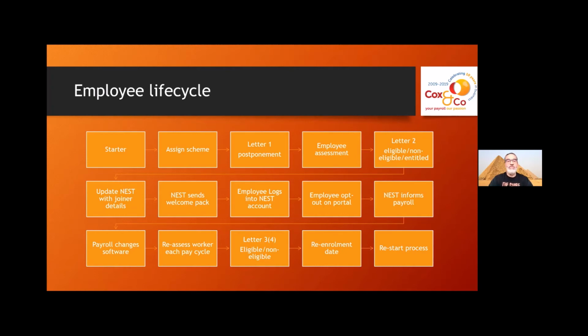At that point in time, they are what they are. If they're assessed as entitled or non-eligible at that point in time, then they will continue to be assessed. If they're eligible job holder, they'll be re-enrolled.